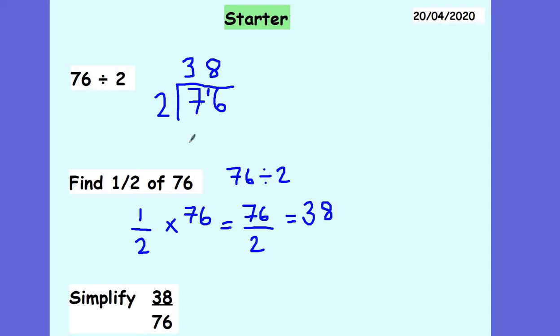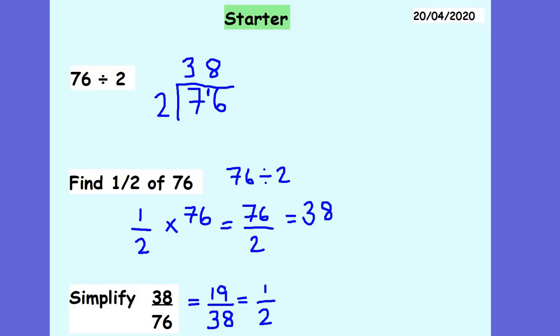Again, you could use your answer from the top 2 questions to help you with the bottom question. Alternatively, you can just simplify as you would normally do. I could divide top and bottom by 2, which would give me 19 over 38. And then I can divide top and bottom by 19, which would give me 1 over 2, or a half. Interestingly, 38 was a half of 76. So when I put 38 over 76, I get a half when I simplify.